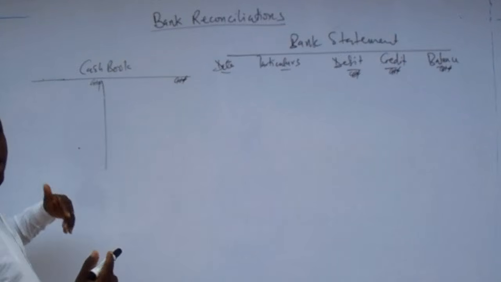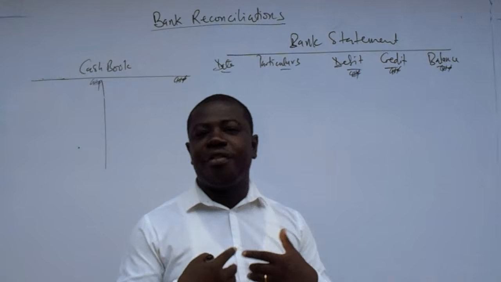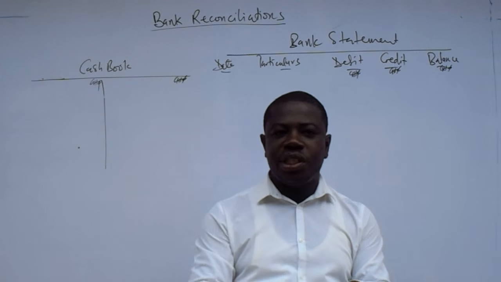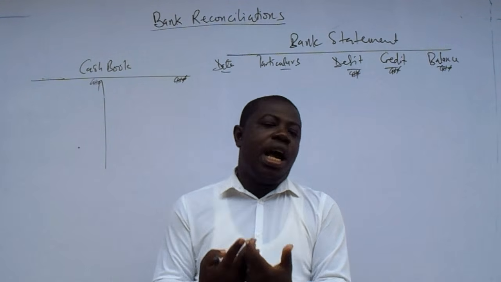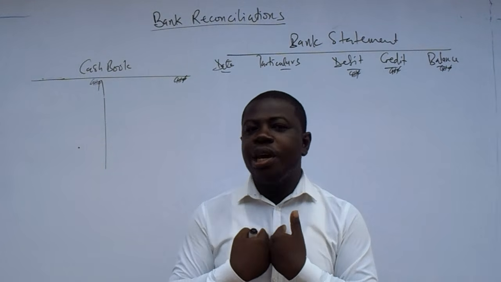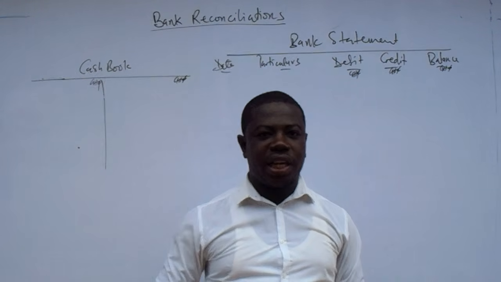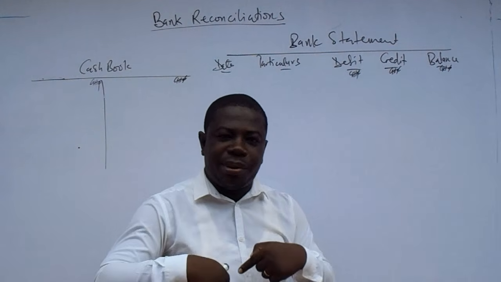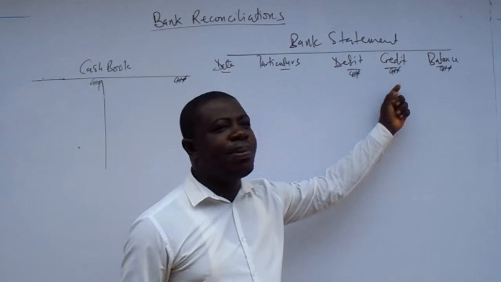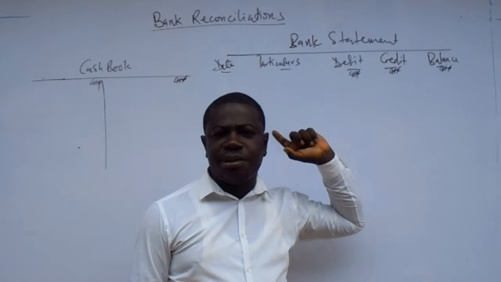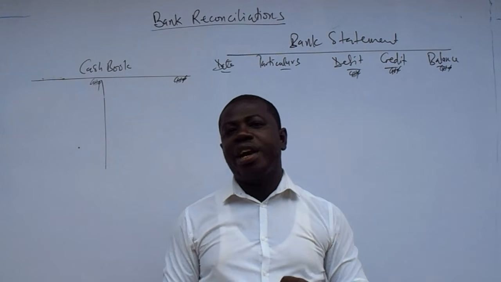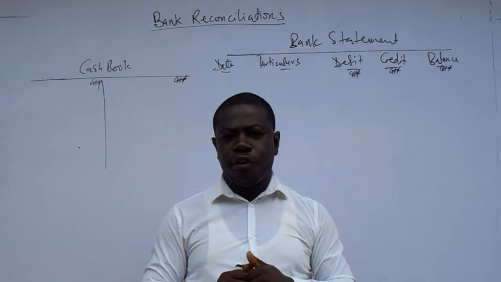When we are receiving cash, or when we have cash and we deposit into the bank account, or when our bank account is increasing, we the business record it on the debit side of the cash book. But at the same time, whilst we are debiting our cash book, the bank is expected to credit the bank statement. So when we are debiting, the bank is crediting. And so a credit balance is a plus for us.